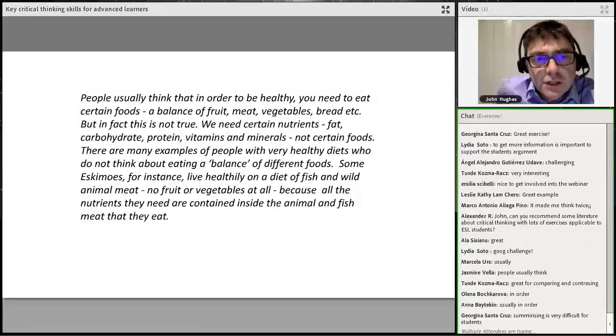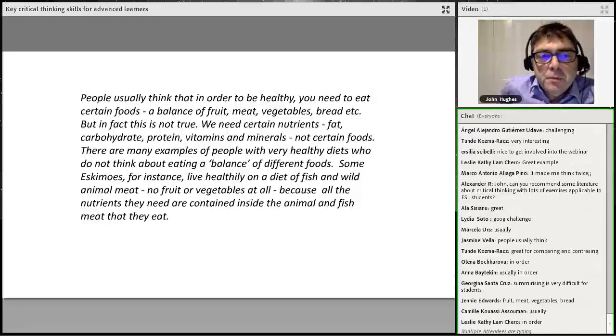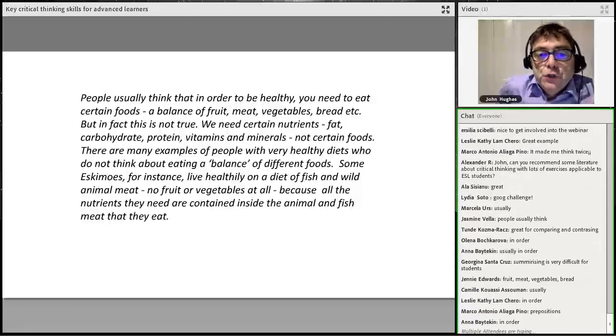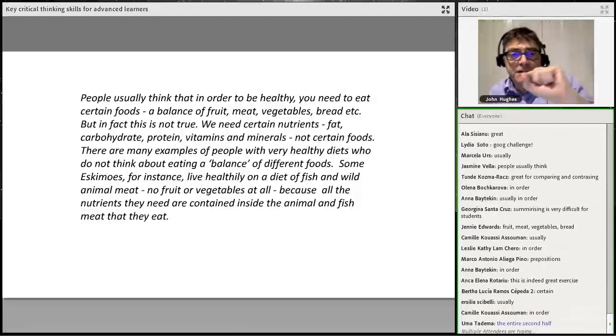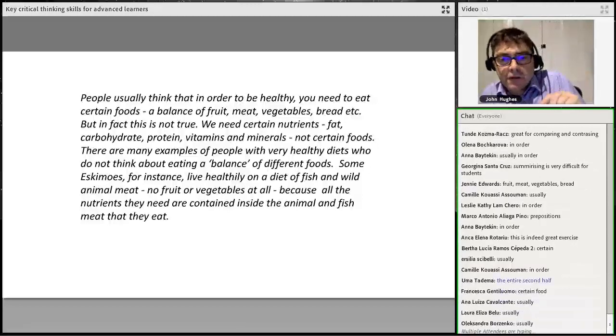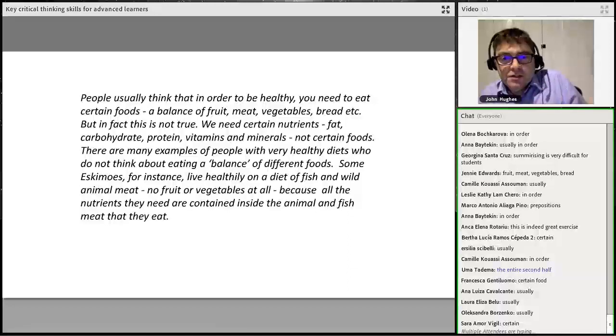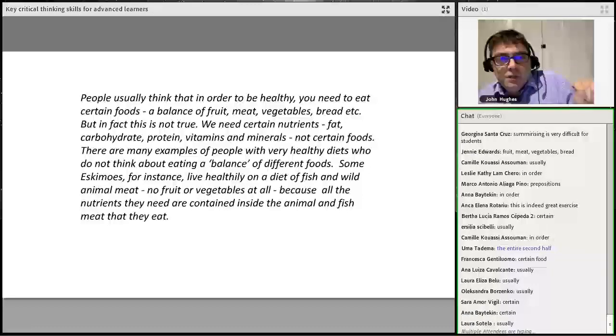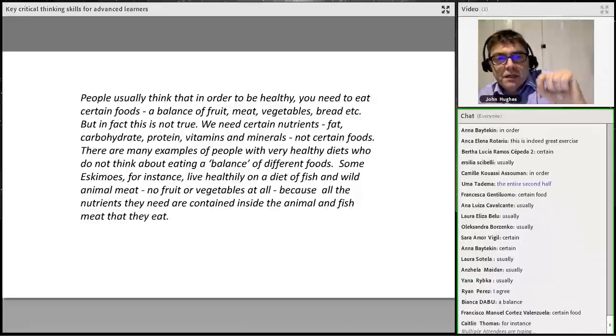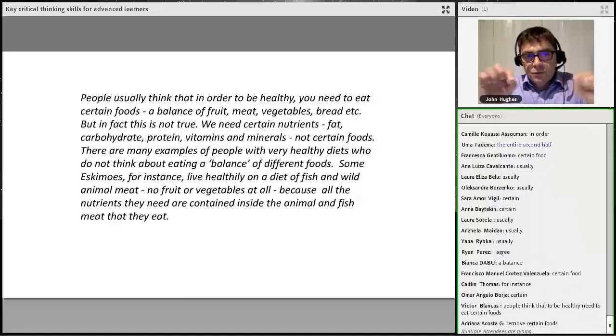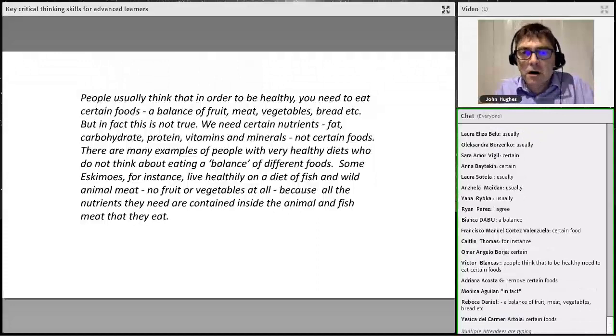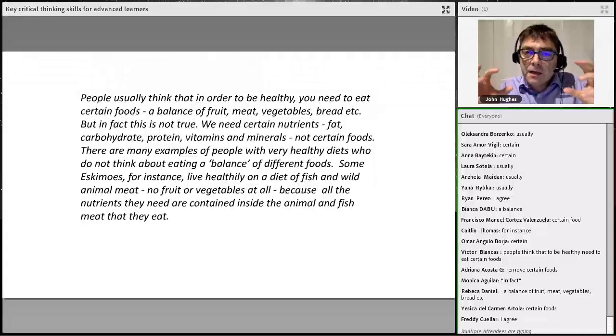Usually, okay, usually you could get rid of. You could say people think to be healthy, so you can cut that in order. People think to be healthy, you need to eat certain foods. Or you could say you need to eat a balance of fruit, meat and vegetables, and you could cut to eat certain foods. But you get the idea. You're basically deleting half the sentence and shortening it. So you're introducing the idea of analyzing and evaluating what is the main sense of the sentence.